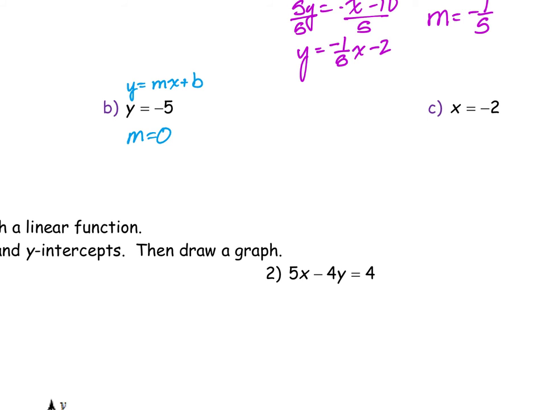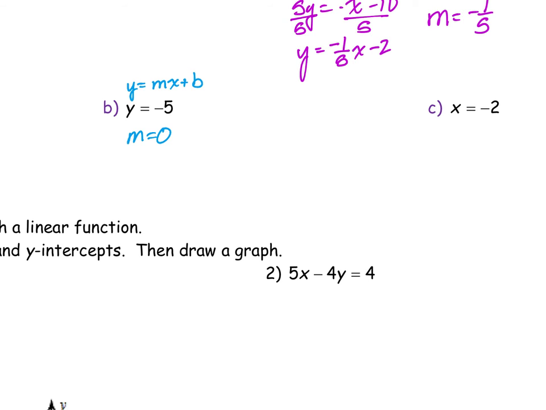So you're saying it's negative 5 over 0? No, I'm saying it's 0. 0 over something, 0 divided by some number is 0. You can never divide by 0. Something divided by 0 is undefined.